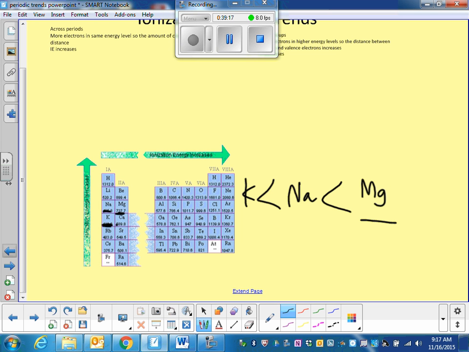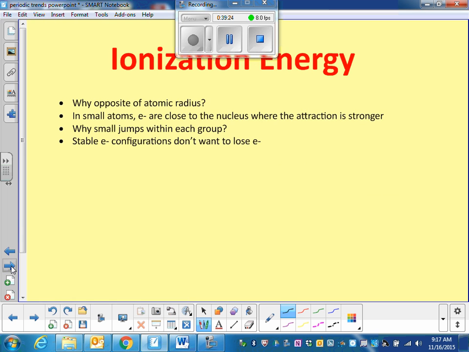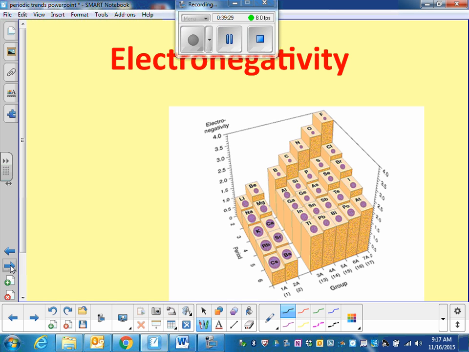Okay. The next thing we need to know is electronegativity. Now, in all cases, you're looking at the periodic table and finding out which will require more, which will require less. Is that right? We studied which trend? Radius. We studied ionization energy.